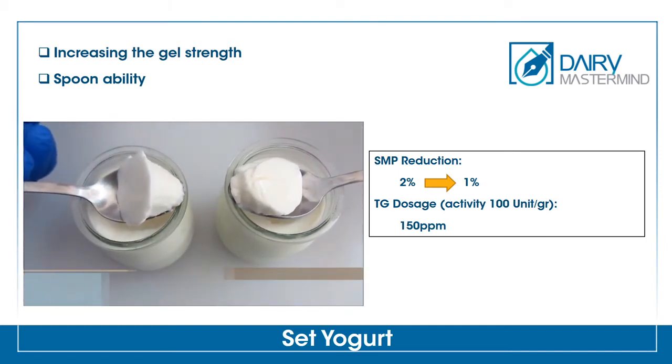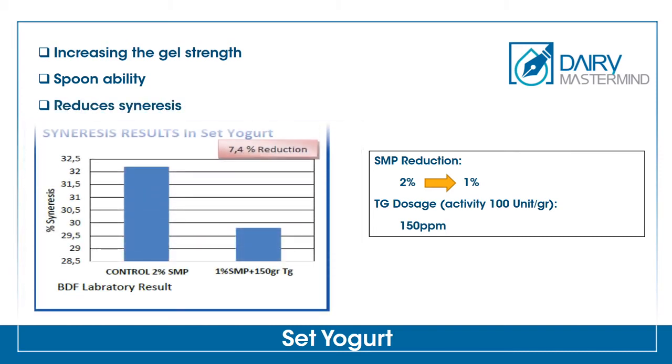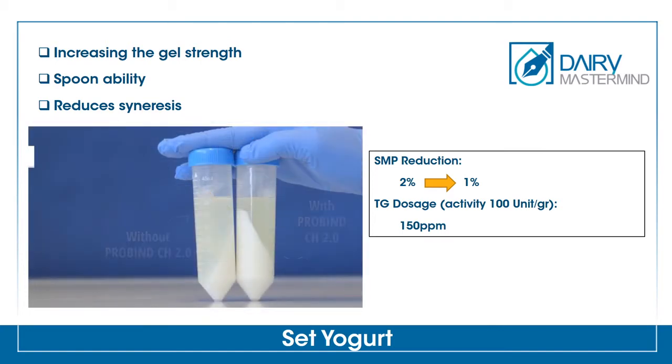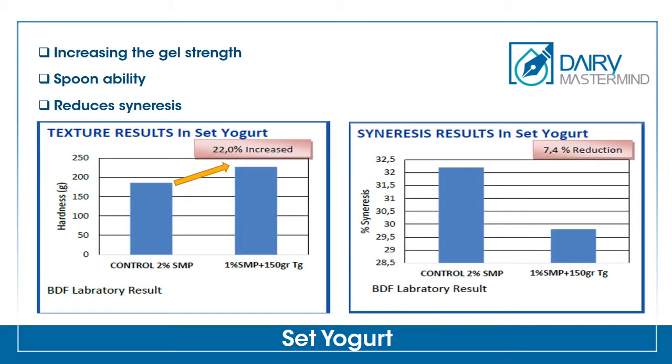Moreover, with its replacement, the syneresis will be reduced by 7.4%. Therefore, by increasing the gel strength, improving the spoonability and reducing the syneresis, the use of TG enzyme to improve the property of set yogurt is definitely justified.